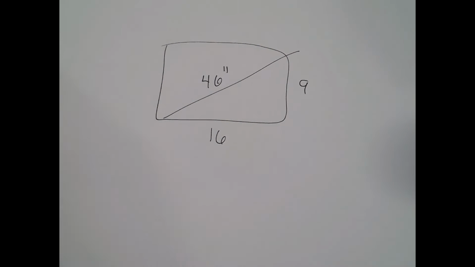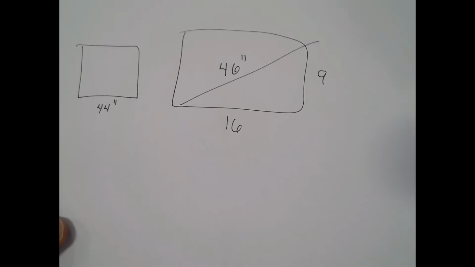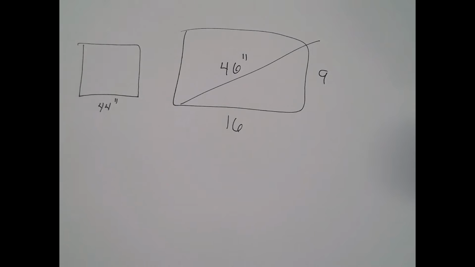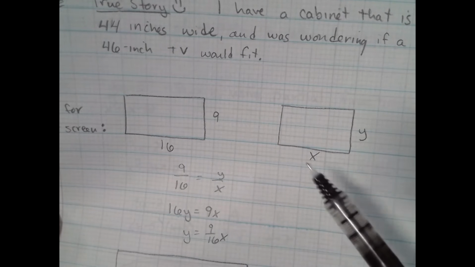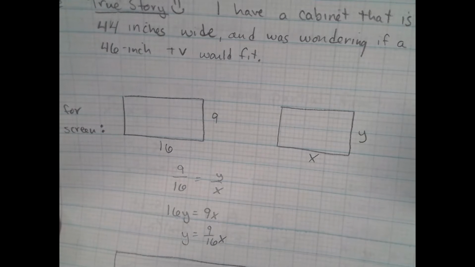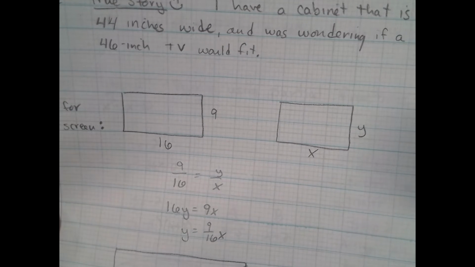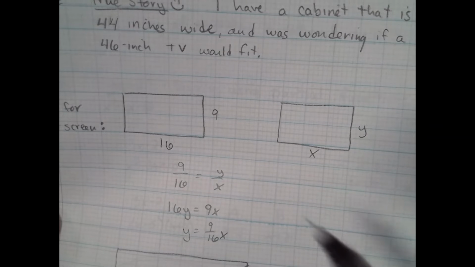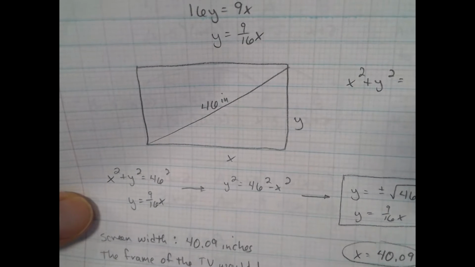Okay, so the question is, will a 46-inch TV fit my 44-inch wide cabinet? Yeah. So we have two scenarios. We have one scenario that we know that if it's in 16 by 9 form, we don't know how wide it is and how tall it is, but we know that it's similar shape to 16 by 9. So we can set up an equation relating those variables. We know it has to fit that criteria, that it has to be 16 by 9 ratio. The other scenario is that it has to be 46 inches across. We're trying to see how wide a 46-inch TV is.